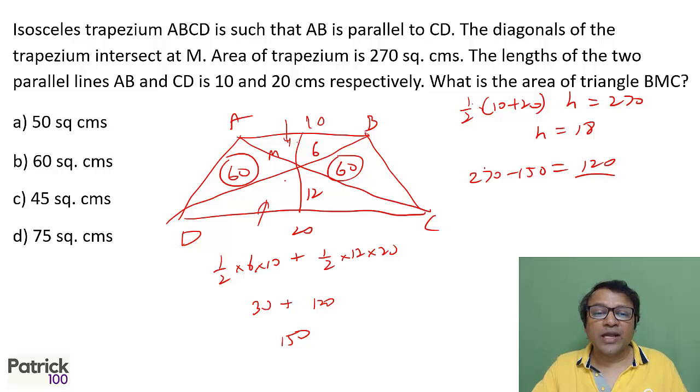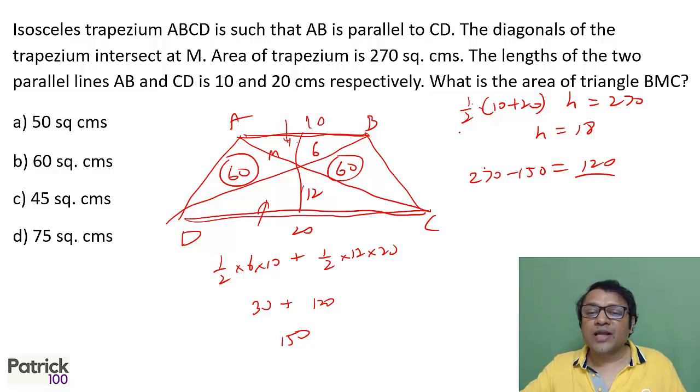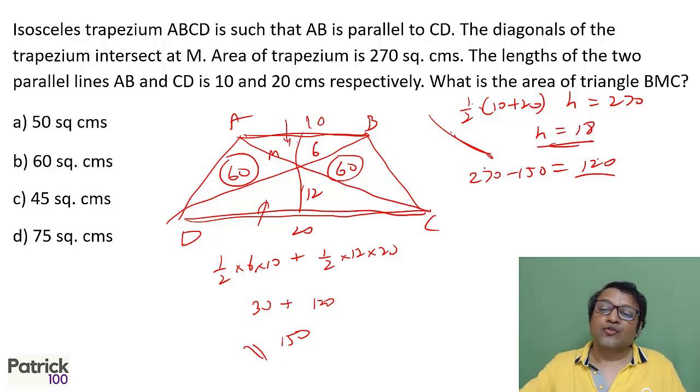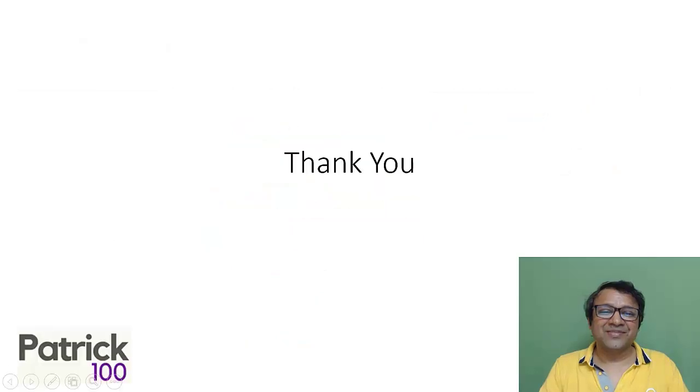So the first step is to find the area of the two triangles. For that I require the height. I know the base. I require the height. So first find the height of the trapezium, which you get as 18. Divide in the ratio 1:2 because the two triangles are similar. So 6 and 12. From that you get the area of the triangles. Remove that from the total, and equally distributed will be 60 and 60. Thank you.